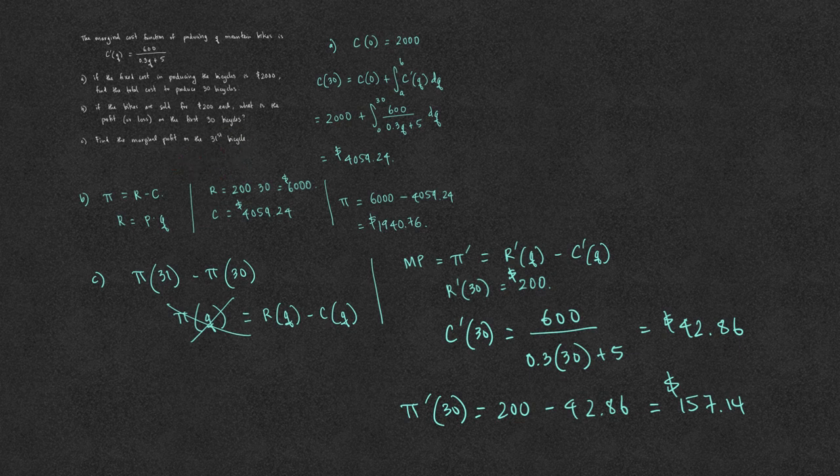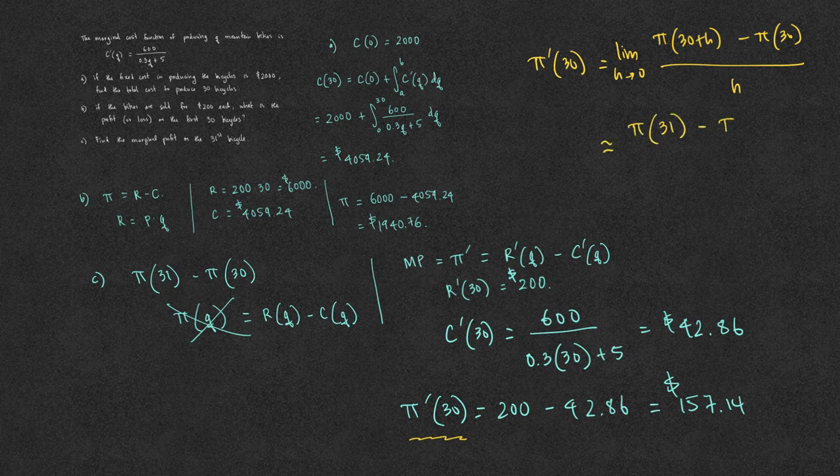Observe that even though we're finding the marginal profit on the 31st bicycle, we use pi prime of 30 because by definition pi prime of 30 is the limit as h goes to 0 of pi of 30 plus h minus pi of 30, over h. This is the definition of derivative. If h is 1, we approximate this to be pi of 31 minus pi of 30 over 1, which is what we want to show.